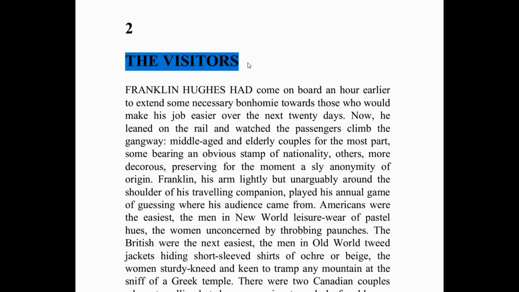So it's called The Visitors, and it starts with: Franklin Hughes had come on board an hour earlier to extend some necessary bonhomie towards those who would make his job easier over the next 20 days. Now, just looking at this sentence, straight away we see this on board, and I wanted to point out that in these prepositional phrases like in danger, on board, by car, by train, we have very countable nouns.